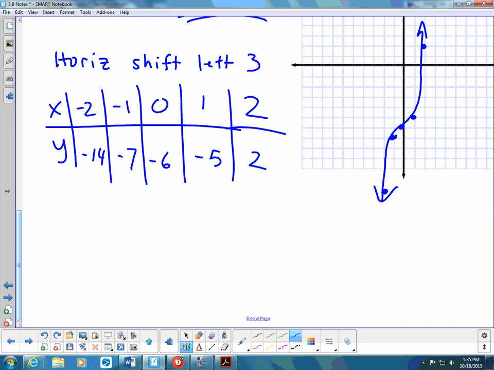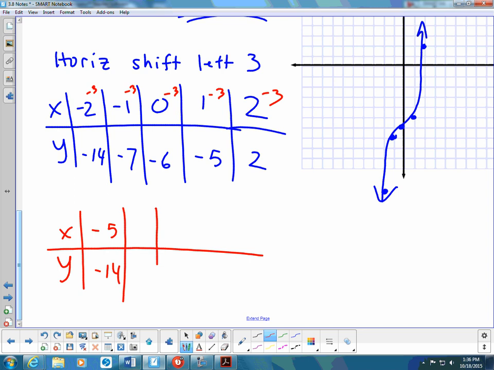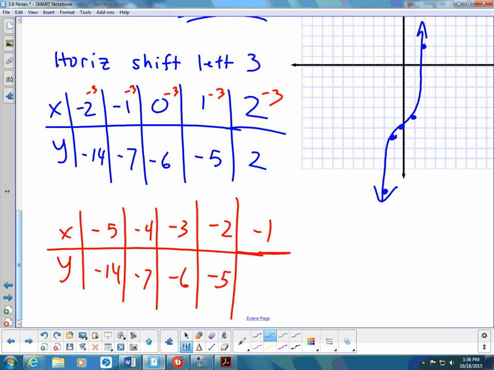But this time, if we want to shift to the left, we're changing all of the x's, and we're going to subtract 3 so we can go to the left. So I'm going to subtract 3 from all of these to get my new ordered pairs. So this is going to be -5 going to -14, -4 going to -7, -3 going to -6, -2 going to -5, and -1 going to 2.